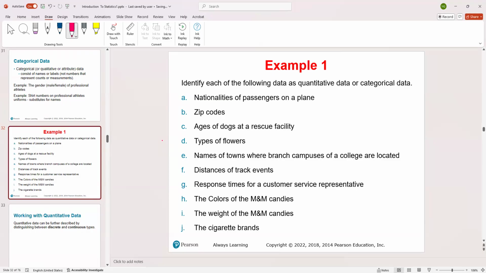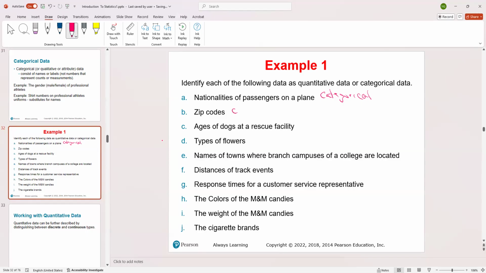Nationality of passengers on an airplane. So we're talking about nationalities. Nationalities are not numbers. If we see nationalities of people in an airplane, we know it's categorical data, or qualitative data. It's not the number of passengers. If we're talking about the number of passengers in an airplane, that would be quantitative, because passengers are numbers: one, two, three, four, five. But here we talk about nationalities.